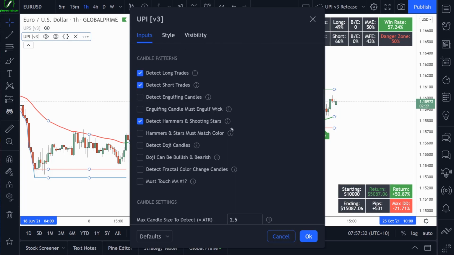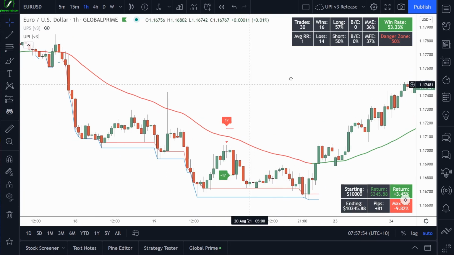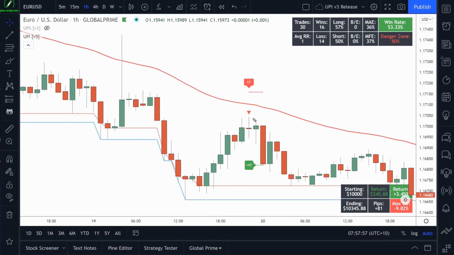So you can also turn on hammers and stars must match color. So hammers must be green and shooting stars must be red. That's just another filter there. We also can detect doji candles. So if I turn hammers off and turn dojis on, let's have a look for one. Here's one here. So here we have a swing high doji candle.